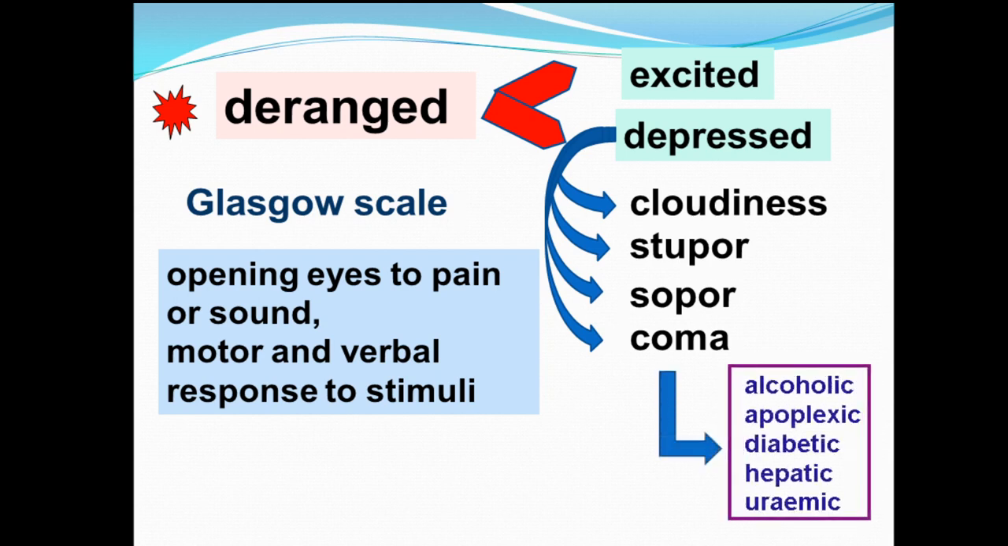Coma may be a result of severe vascular or other problems. And depending on the disease, we distinguish alcoholic coma due to intoxication with alcohol, apoplexic due to hemorrhagic affection of the brain, diabetic, hepatic, and uremic, due to intoxication with some substances whose detoxication is disturbed due to affection of the liver and kidney, or severe metabolic disorders, in patients with diabetes mellitus, for example.